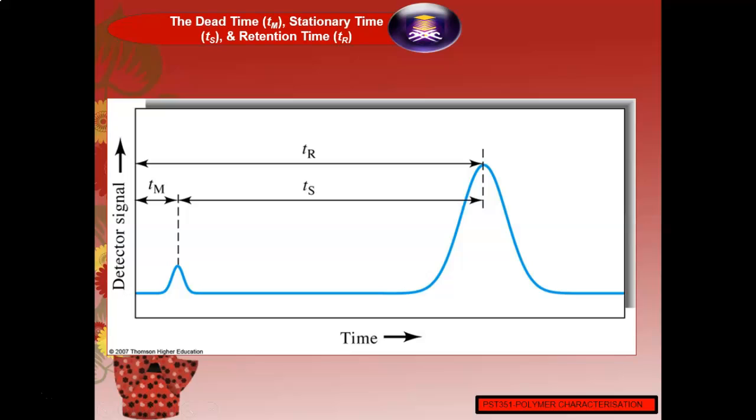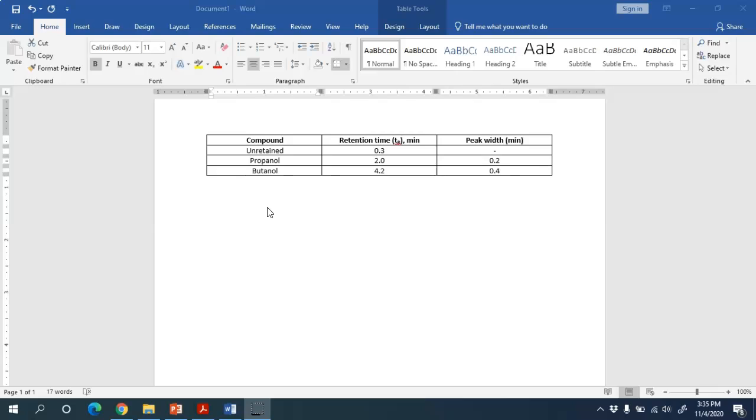Okay, for the first component, if you have more than one component, you can measure the dead time for the second component. So for retention time, you measure starting from the origin until the peak that you want to measure. Okay, I will give you an example.